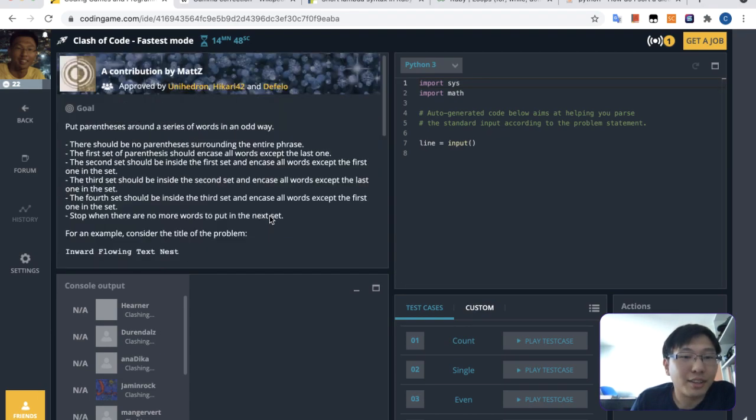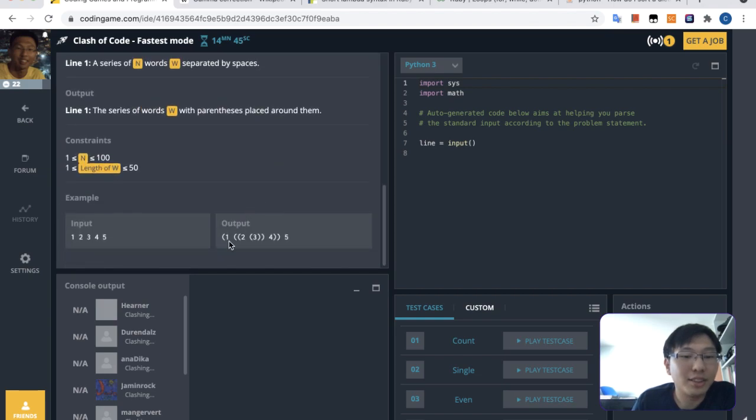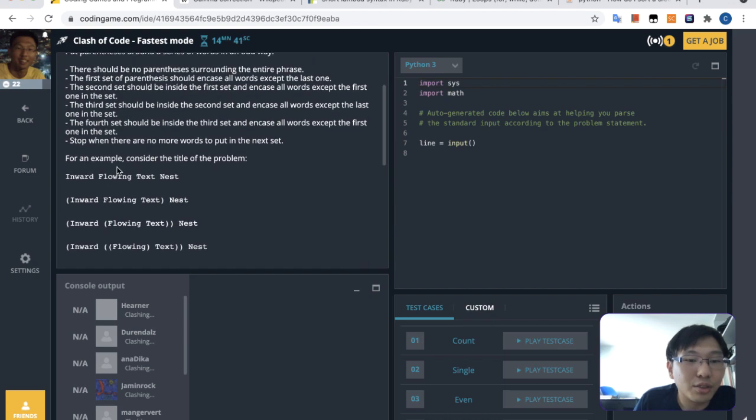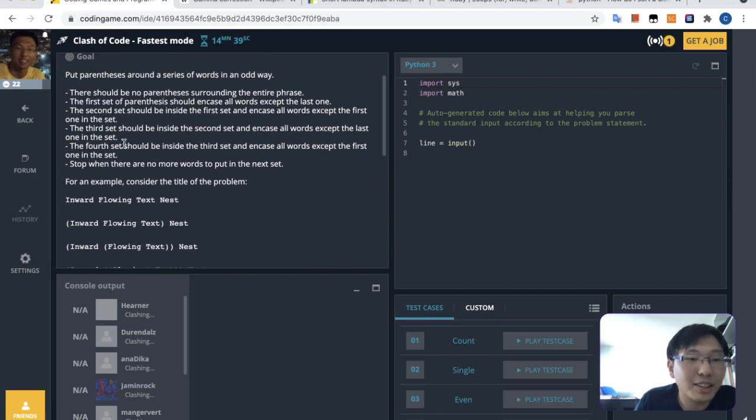Oh, this was the tough one. Back then, this was shortest mode. Now this is fastest mode, so it should be easier, I guess. So there should be no parentheses. The first set should encase all words except the last one, like that. The second one is just like that.